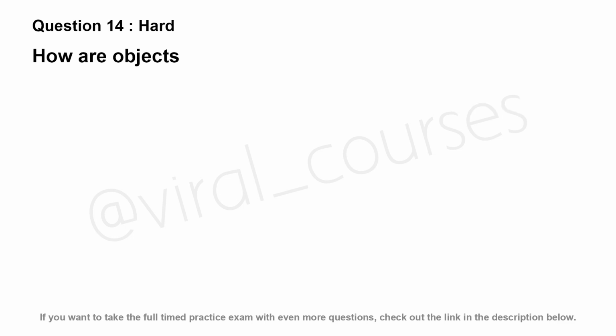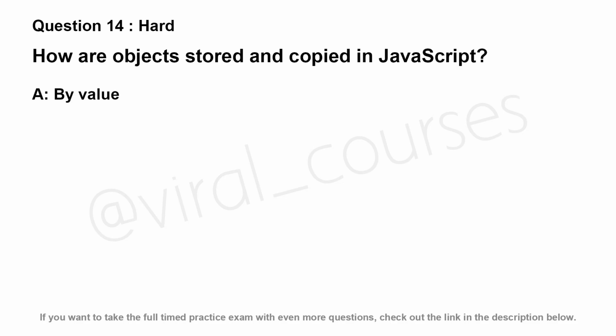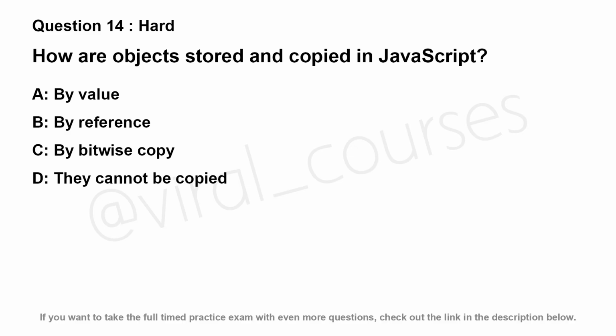How are objects stored and copied in JavaScript? Option A, by value. Option B, by reference. Option C, by bitwise copy. Option D, they cannot be copied.